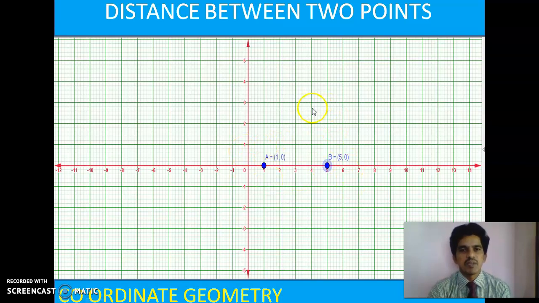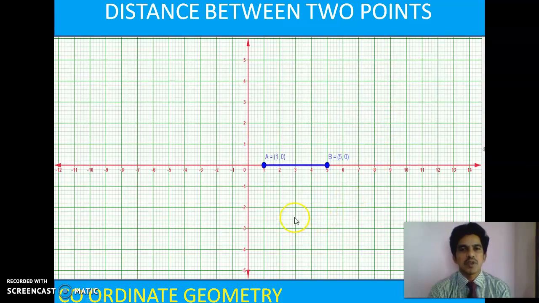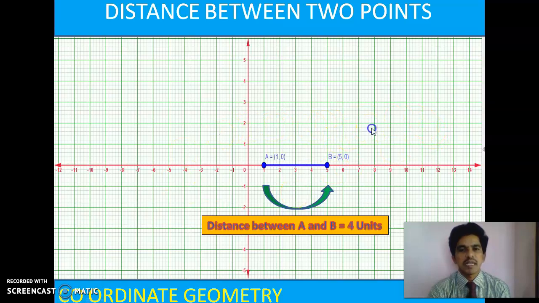Now, our aim is to calculate the distance between these 2 points. That is, how far is B from A. Just by looking at this, you can simply tell the distance from A to B. So you can simply count 1, 2, 3 and 4. So point B is 5 units away from point A. So we say that the distance between A and B is 4 units. So these 2 points are on the x-axis.